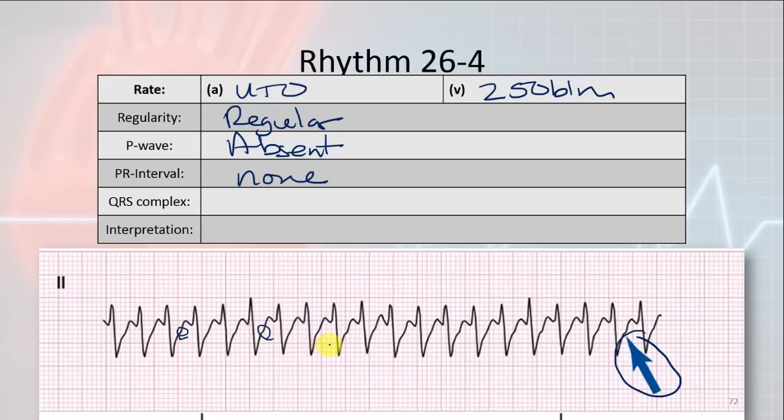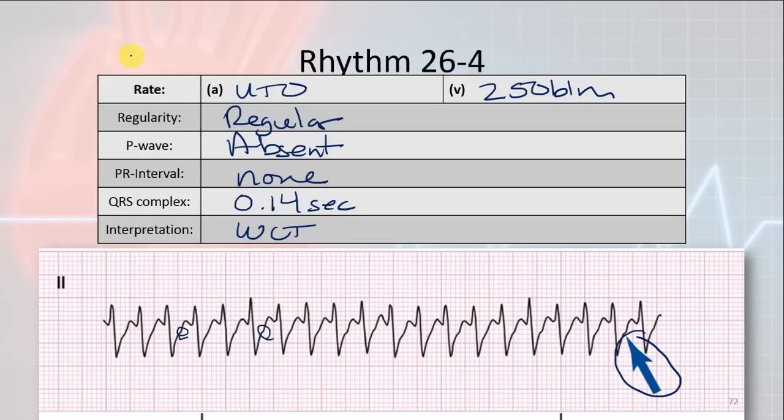QRS complexes, these start to look a little bit wide. It would be really tough to tell where exactly it is. So the book identified these as wide QRSs. It would be great to be able to do a 12 lead and have the computer calculate the QRS so that we don't have to. But we're going to go ahead and consider this. We'll say this is 0.14 second just for fun, just to identify that it is wide. The interpretation then would be a wide complex tachycardia.